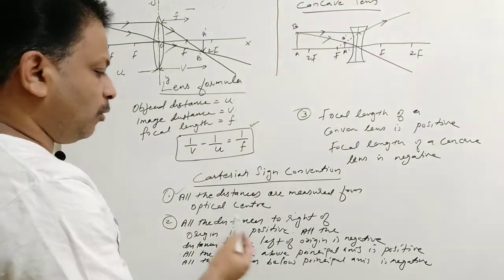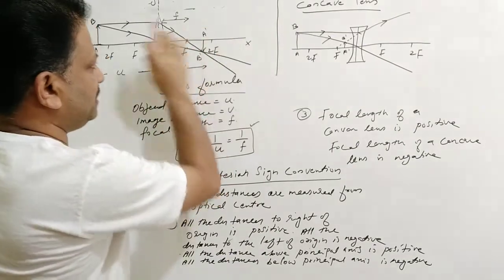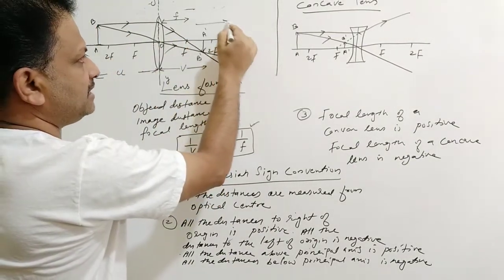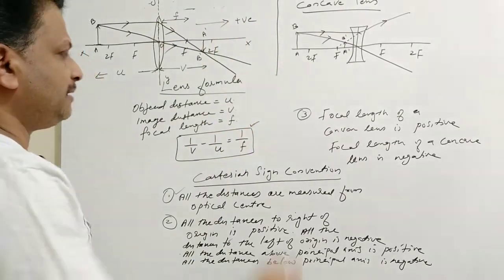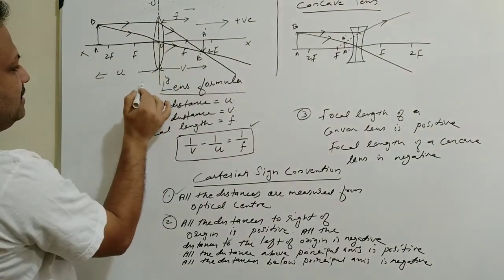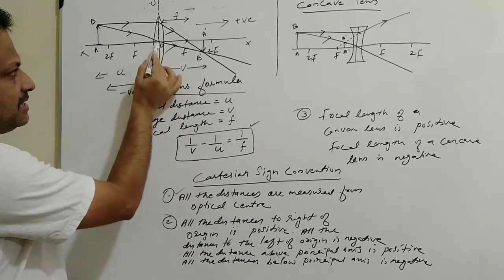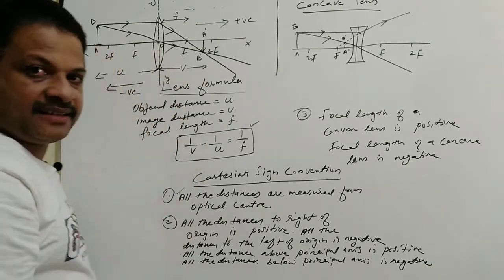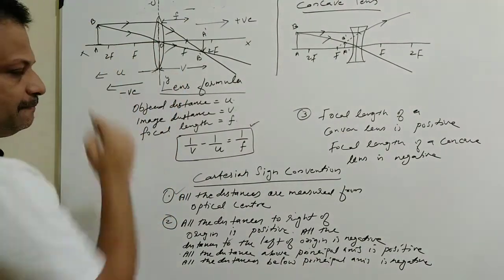Very simple. Now all the distances to the right of the origin, towards the right side, are positive. And all the distances to the left side are negative. All the distances to the left of the lens are taken as negative. You can see, from the optical center to the left side.